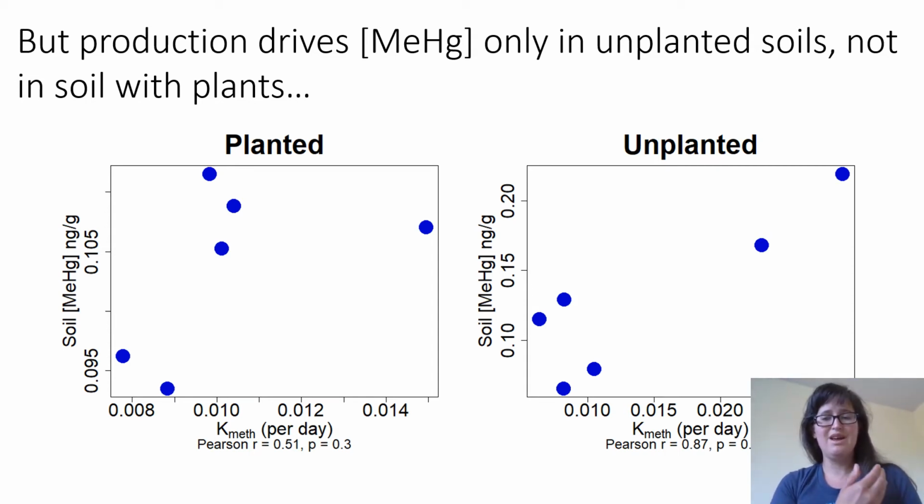So even though it looks like the plants are doing something to the methylmercury production rate in the soil around their roots, there's no correlation between that something and the methylmercury concentrations. It looks like methylmercury production and methylmercury concentrations have been decoupled from each other in the planted sediments. This contrasts with the unplanted sediments, where there's a clear and strong positive correlation between Kmeth and soil methylmercury concentrations. And this is very typical of what you see in most natural systems.